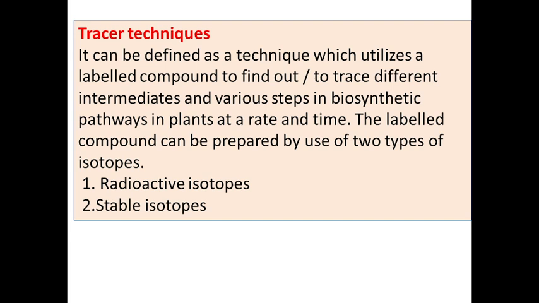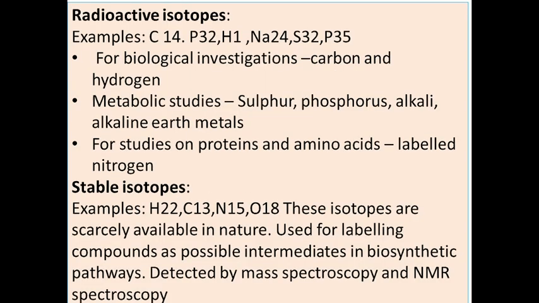A labeled compound can be prepared by use of two types of isotopes. So the labeled compound which is used to trace that intermediate is of two types. First one is radioactive isotope and second one is stable isotope. Now the examples of radioactive isotopes are carbon 14, phosphorus 32, hydrogen 1, sodium 24, sulfur 32, phosphorus 35. All these are the different radioactive isotopes which are used to trace the intermediate.